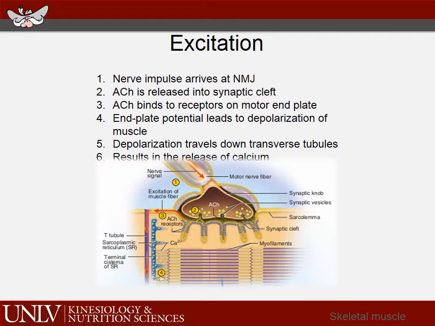This whole process of excitation begins with the nerve impulse running down the axon and arriving at that motor neuron plate, and then at the neuromuscular junction. This releases the acetylcholine into the synaptic cleft. Then the ACh binds to the receptors on the motor nerve end plate down there. Now you can see it's series 1, 2, and 3. The end plate potential leads to the depolarization of the muscle.